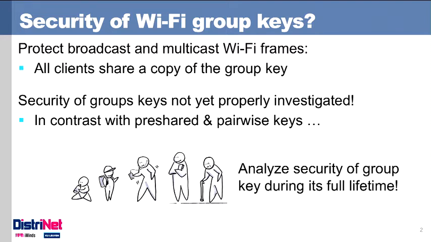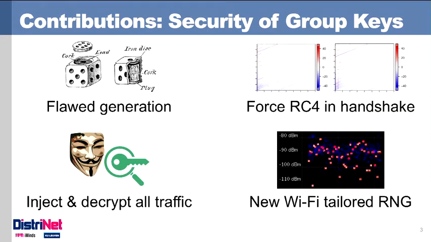That means that we first investigate how these group keys are generated. And we found that the construction that is used to generate these keys is not ideal. We also found that the Wi-Fi standard, 802.11, contains a bad random number generator. Of course, this group key also has to be transported to clients that join the network. And this group key is transported to clients during the four-way handshake.